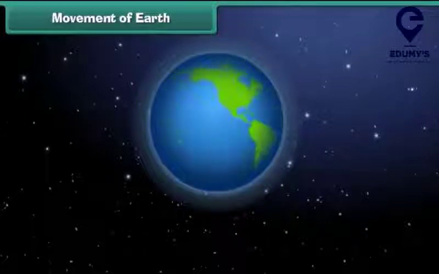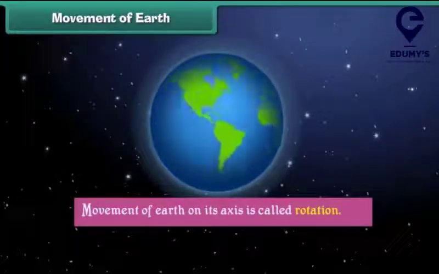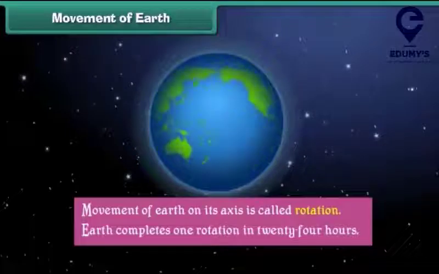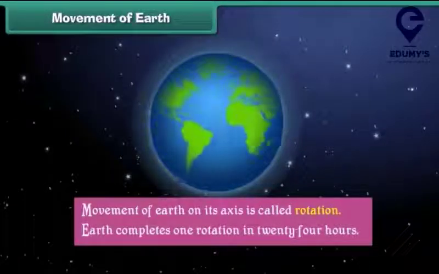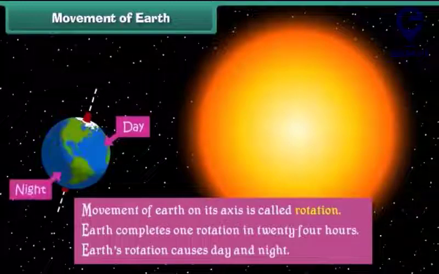Movement of Earth. Earth shows 2 types of movement. Movement of Earth on its axis is called rotation. Earth completes one rotation in 24 hours. Earth's rotation causes day and night.